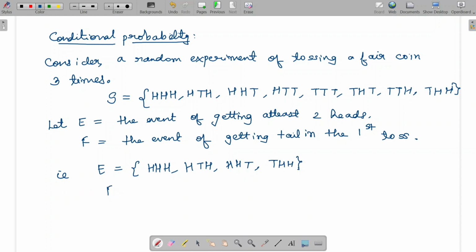Now if you write event F in terms of set notation, it will be what? See, the event F is the event of getting tail in the first toss. So that means TTT will be there because tail is there in the first toss here. Then THT, right? Then TTH and then THH, right? So now if you calculate the probability of E, that will be what?